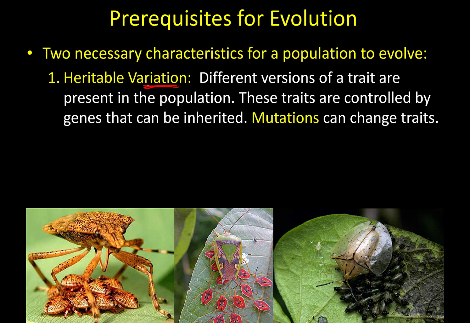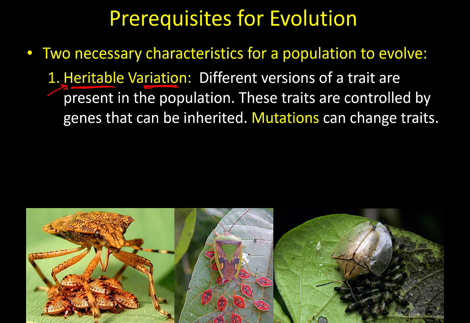It's not enough, though, just to have variation. Those traits and the specific versions of those traits have to be what we call heritable. Heritable means you can pass that trait down to your offspring. So if you're a giraffe with a long neck, your offspring will inherit that characteristic of having a long neck from you.